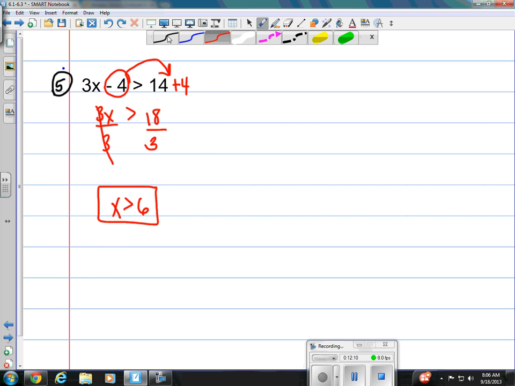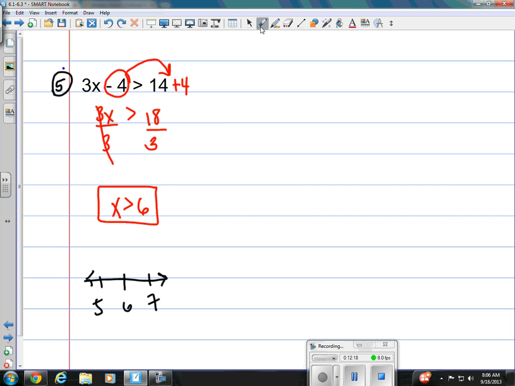And we graph this guy on the number line. So 6 goes in the middle. The number less than 6 is 5, and greater than 6 is 7. Go back and look at our inequality. Greater than, so it's not equal to, so it's an open circle. Greater than means everything to the right, and it points to the right.